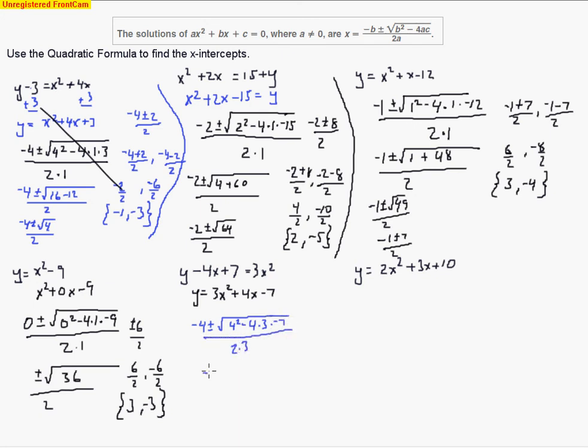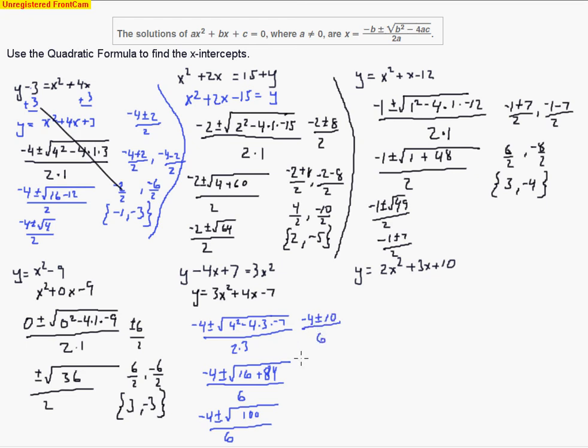So we end up doing a little more work there. Negative 4 plus or minus the square root of 16 plus, because another plus sign, the two negatives cancel out, 12 and 7 multiply to make 84. And this is all over 6. So we do that work, negative 4 plus or minus the square root, and let's see, that makes 100 all over 6. We take the square root of 100, it's 10. So now we have negative 4 plus or minus 10 over 6.